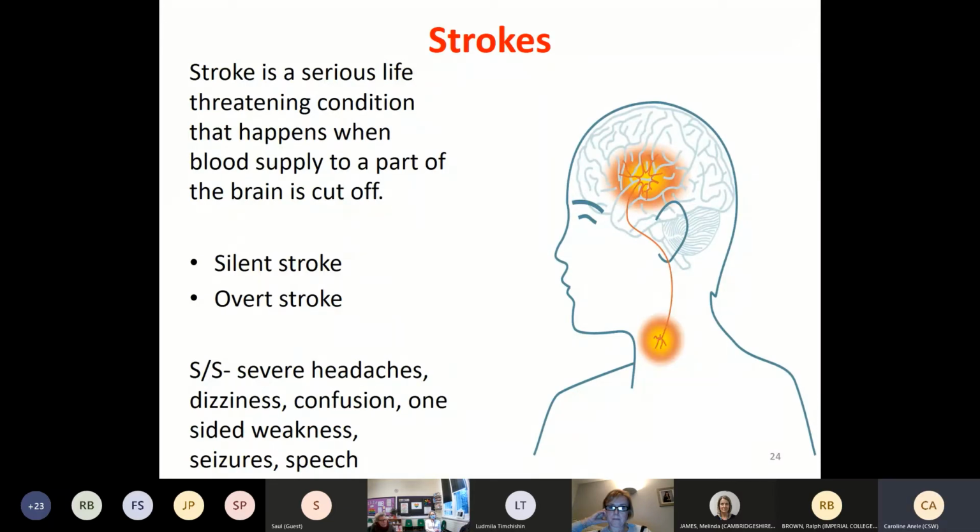I'll leave the stroke to be discussed by Jacqui when she presents her part. There's a lot more she will tell you about that.